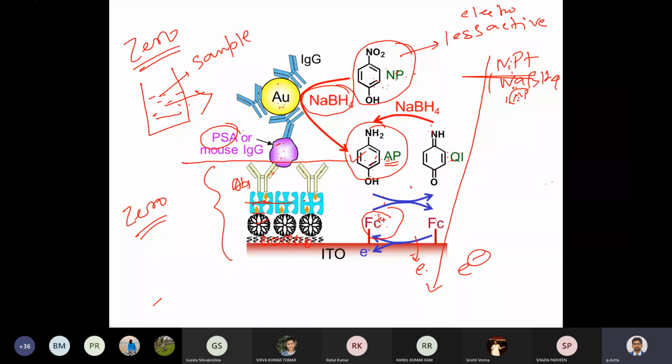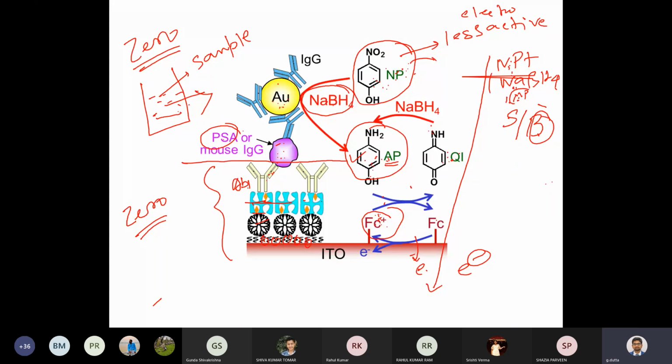So you have to choose. I mean, you can definitely change nitrophenol. Maybe you can go for something else. So what is the something else? That something else should not react with the sodium borohydride. That should not react with this Fc plus. Why? If they react, then your background current will be very high. Because anyway, we are going to generate a high signal to background ratio. If the background current is high, then you will not get a very high signal to background ratio, right? Okay.